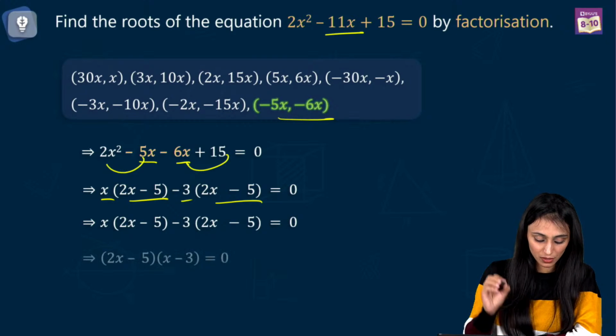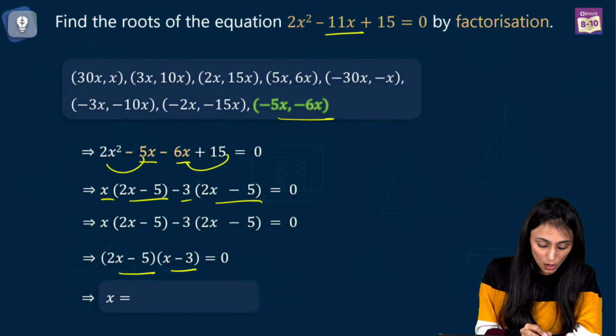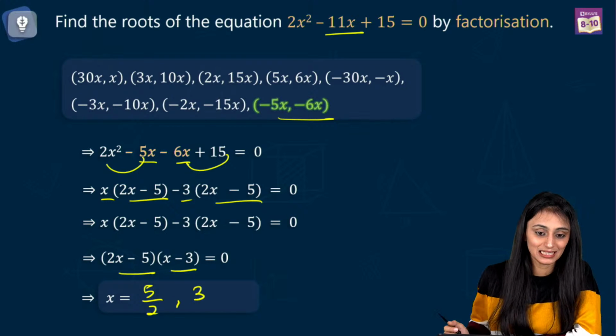So what do we have here? We have 2x minus 5, x minus 3 equals to 0. So from here we get the values of x. When you equate this to 0, you get what? You get 5 by 2 and 3. These are the two roots.